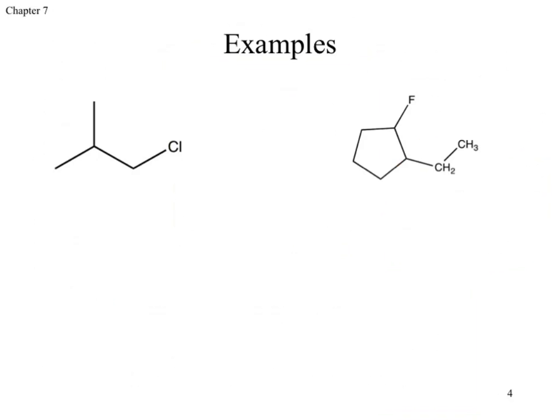So let's take a look at a couple examples. I'm horrible at nomenclature, so hopefully I don't botch these, but let's see what happens. Okay, let's take a look at the left one. What's our first step when dealing with nomenclature? Find the longest carbon chain. Where's our longest carbon chain? 3 carbons. Where's our 3 carbons start?